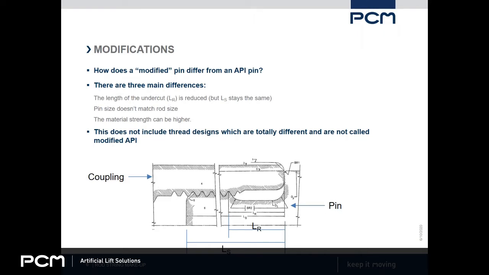It reduces fatigue on the rod. It should reduce the amount of tubing wear you get as well. Not a lot, but a little bit. And it also increases flow area. So if you're dealing with viscous oil, that can be important.